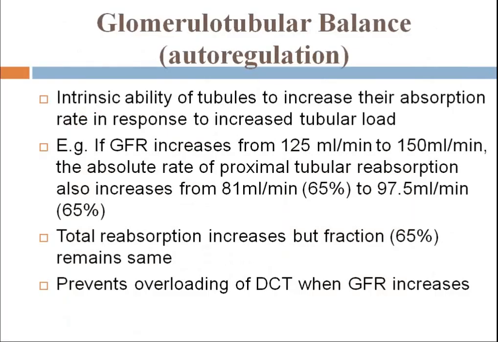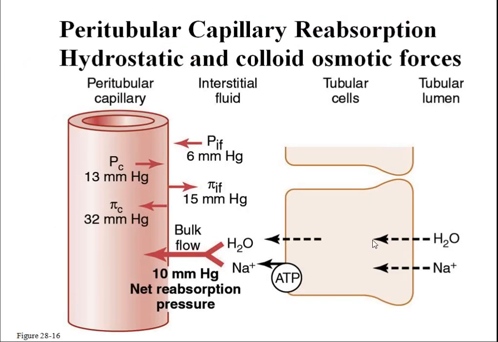So this is the main function, and this is also one of the components of autoregulation. We have already studied autoregulation as far as tubulo-glomerular feedback was concerned earlier. Now this is the autoregulation which is taking place in tubules, known as glomerular-tubular balance. That means tubules are absorbing a fixed fraction of whatever load they are receiving.